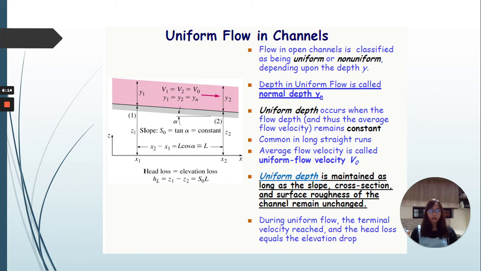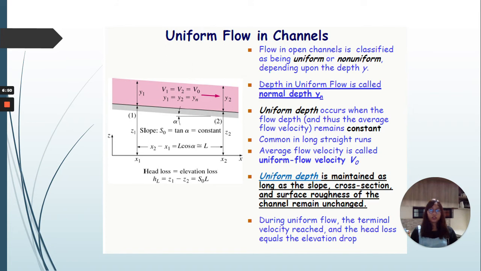And uniform flow type curves applicable to those wells connect natural vertical fissures. Flow in open channels is classified as being uniform or non-uniform depending upon the depth of y. The depth in uniform flow is called normal depth, Yn. And uniform depth occurs when the flow depth and thus the average flow velocity remains constant.